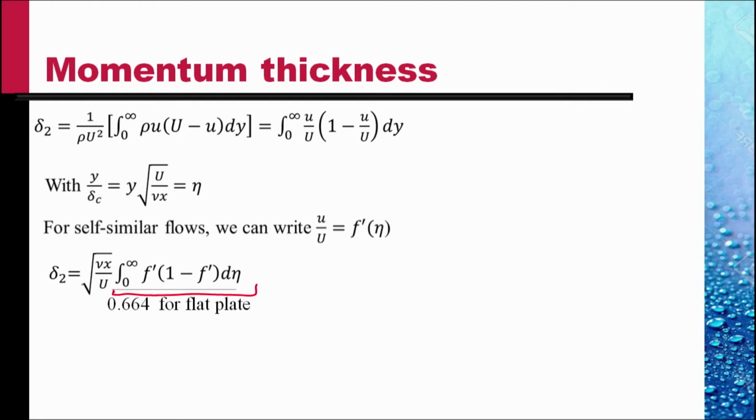For a flat plate, the value of this is 0.664. So that we can write delta 2 by x as 0.664 divided by under root Reynolds number based on x. So delta 2 also varies like root x.